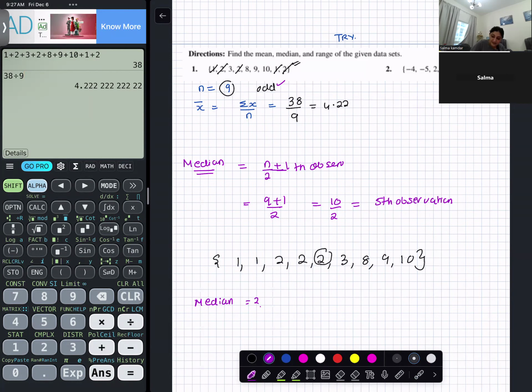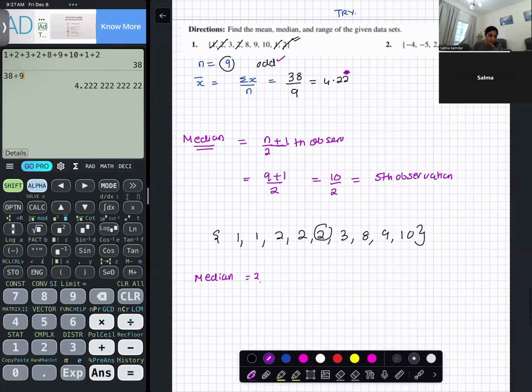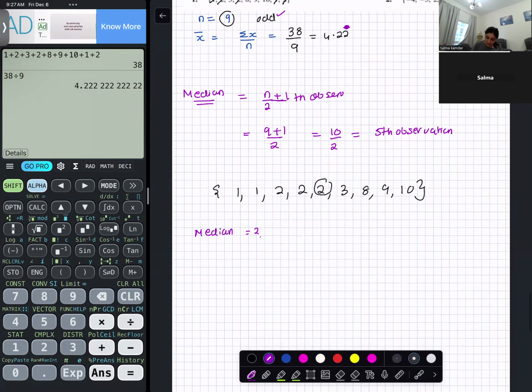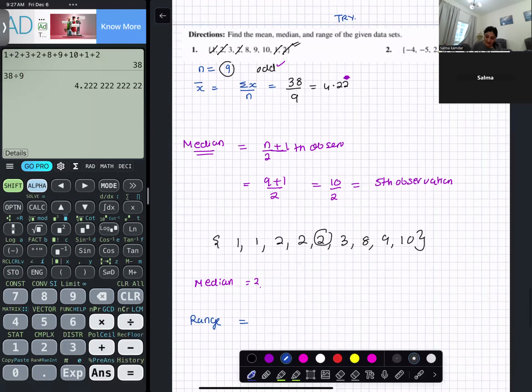Now if you see over here, the 2 is repeating, so I will put a dot on the 2 stating that the 2 is repeating again and again. Now we talk about the range. What is the range? Range is the largest value minus the smallest value. So it would be 10 minus 1, or 9. That is my range.